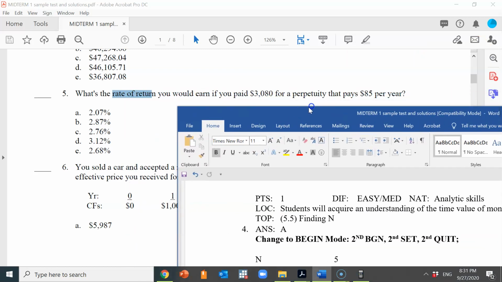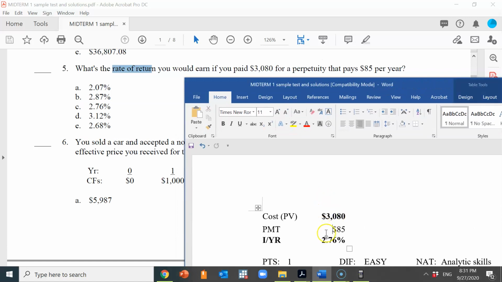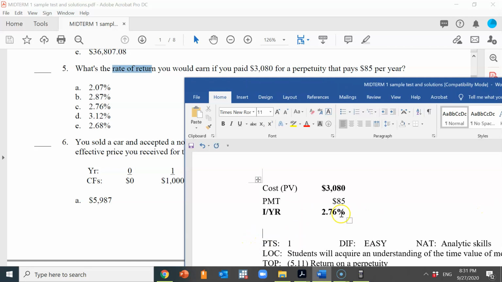If we look at the answer here for question 5, present value of a perpetuity equals payments divided by I, so here I would be equal to payment divided by present value of a perpetuity. We know our payment is 85 in this question. Our present value is 30/80. We can get 2.76% by dividing them.